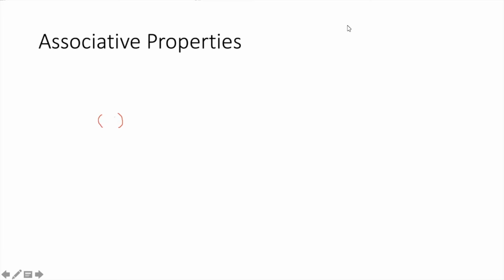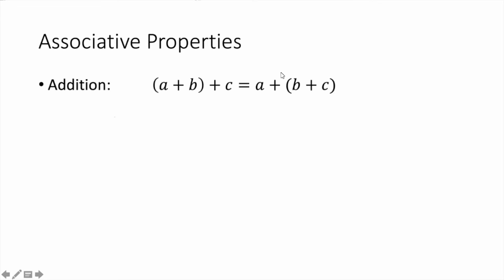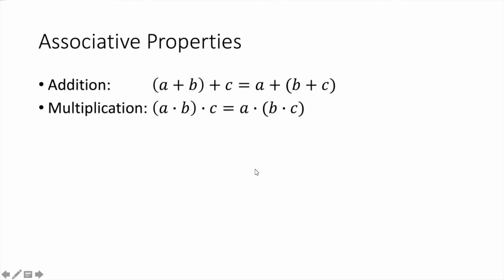Next, we have the associative properties. All right, and again, we have them for addition and multiplication. Associative properties have to do with grouping. So for example, with addition, it says that if you're adding the numbers A, B, and C, it doesn't matter if you add A and B first and then add C, or if you add B and C first and then add A. And the same thing for multiplication. If you're multiplying A times B times C, you can multiply A times B first and then multiply by C, or multiply B times C and multiply that product by A.